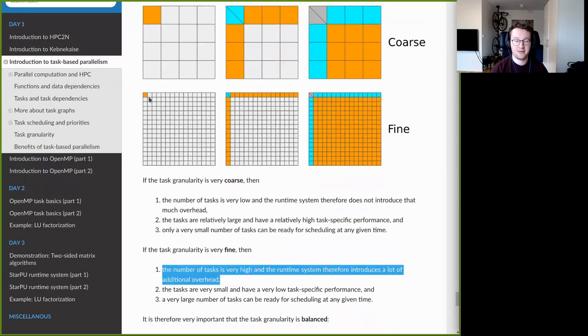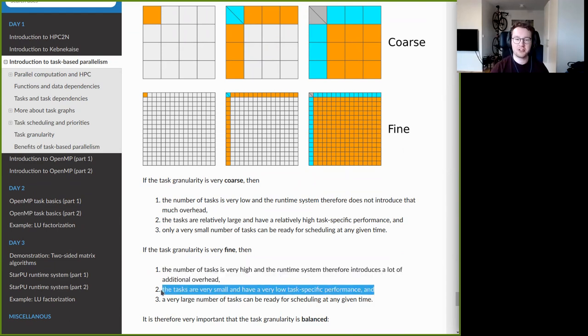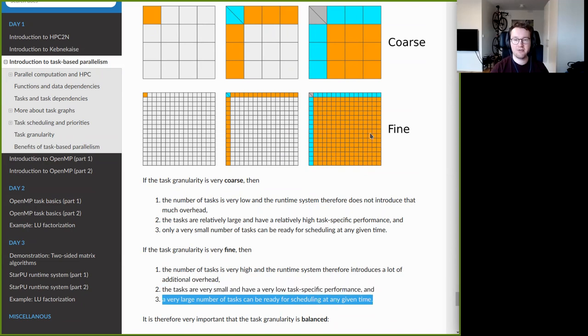If we move to the second case where it's very fine, the total number of tasks is very large. Therefore, it's going to take the runtime system much longer to figure out the data dependencies between the tasks and to go through the list heuristics to schedule them. So we get more overhead. For individual tasks, the performance will drop, because you cannot benefit as well from techniques such as loop unrolling or different kinds of cache techniques. But the number of tasks you can schedule at any given point is much larger. So if you have a lot of CPU cores, you can keep more of them busy more of the time. It's again a good thing.